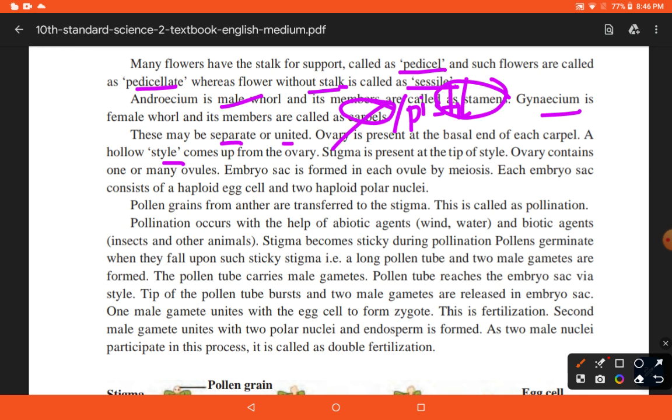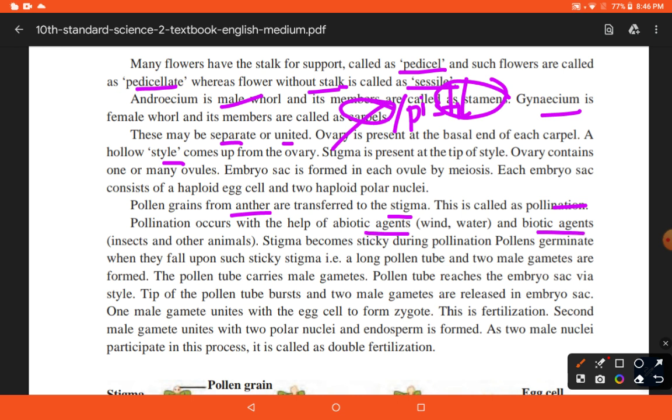An ovary contains one or more ovules. Embryo sac is there, I told you. It consists of the antipodal cells, the synergids, the egg cell, and the polar nuclei. Then pollen grains are transferred from anther to stigma. This is pollination. How does it occur? Through abiotic agents or through biotic agents.